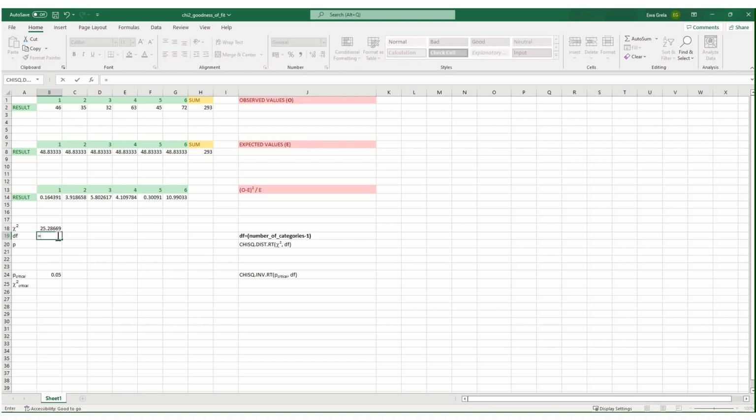The degrees of freedom are calculated by subtracting 1 from the number of possible outcomes. In this case, 6 possible outcomes minus 1 gives 5 degrees of freedom. To determine if the die is fair, we calculate the p-value corresponding to our calculated chi-square statistic using the appropriate Excel function with 5 degrees of freedom.